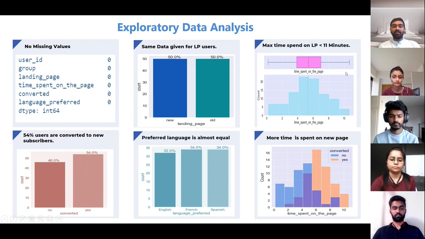After reaching the landing page, 54% of the users converted into new subscribers, while 46% didn't convert. This can be observed from figure 4. Figure 5 says that out of 100%, 34% of the people use the portal in French, 34% in Spanish, and 32% in English. From figure 6, we can say that users who converted into new subscribers have spent more time on the landing page. That's it from my side. Now my friend Jinal will explain the hypothesis testing.